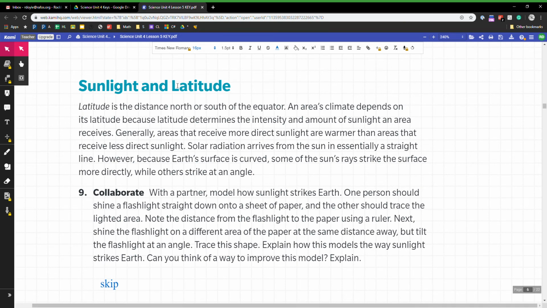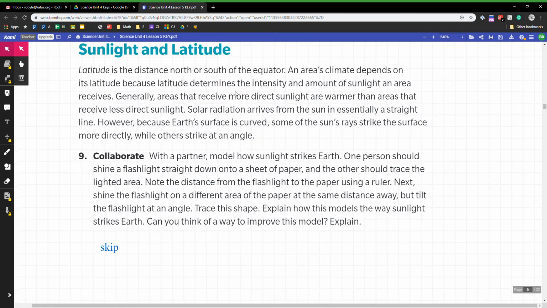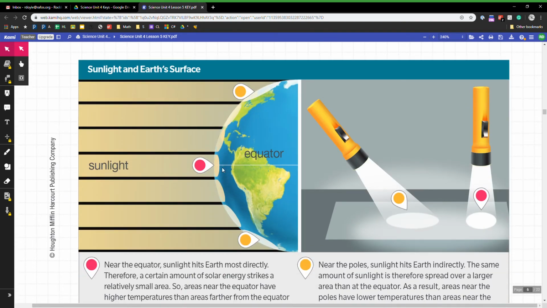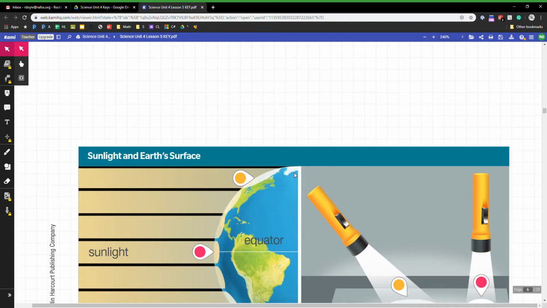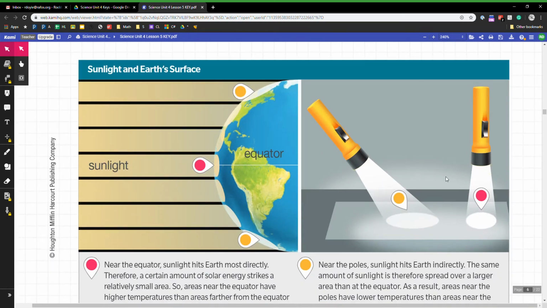Now, latitude is how far north or south you are from the equator. So here's the equator, right? Latitude would be measuring how far up or how far down you are. Now, the point of this experiment, you can kind of see it right here. You have this flashlight, and if the flashlight is pointing directly down, it would make a circle. Now, if you angle the flashlight, it's going to make more of an oval shape.